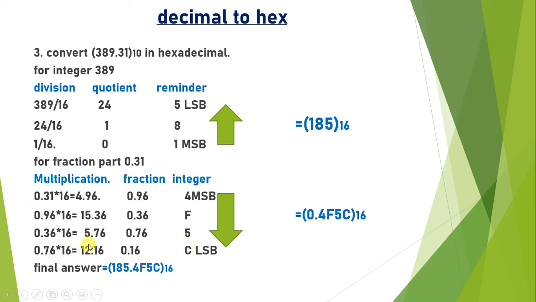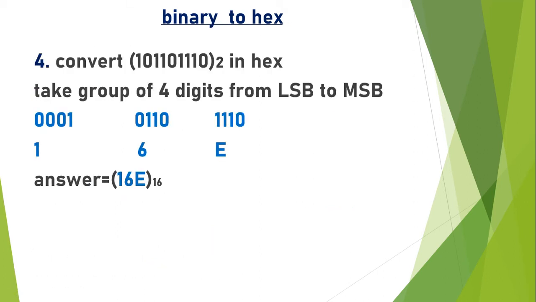So we use up to the 4th multiplication stage. Now arranging from MSB to LSB, we get 0.4F5C in hexadecimal. Now grouping both the integer result as well as the fraction result, we get 185.4F5C in the hexadecimal number. So far we have converted decimal to hexadecimal.